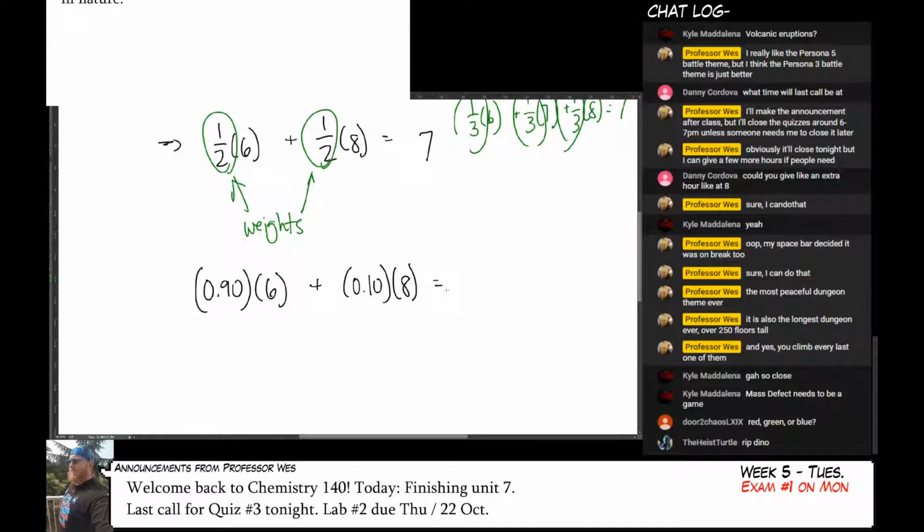And if I type that in the calculator, I get this. And so what that means is that this is the average if these are my weights, or in other words, the weighted average. If I have more of one thing, the average gets skewed towards that thing.